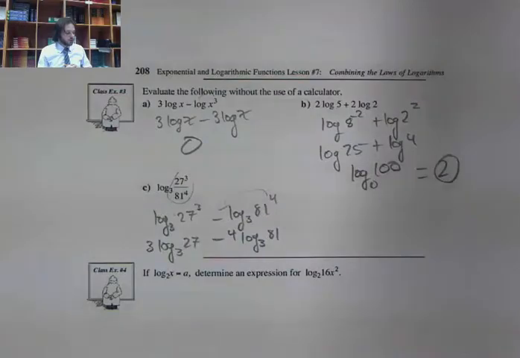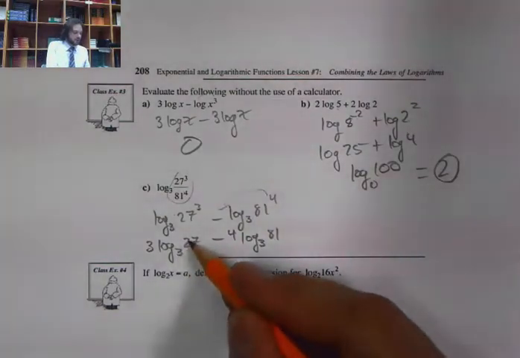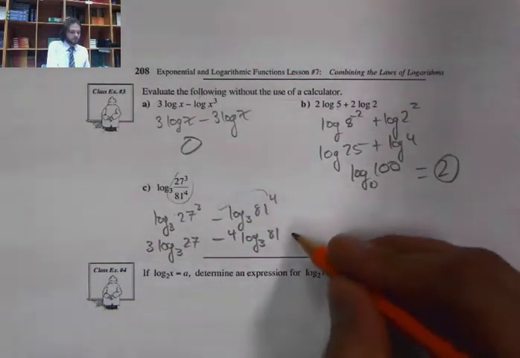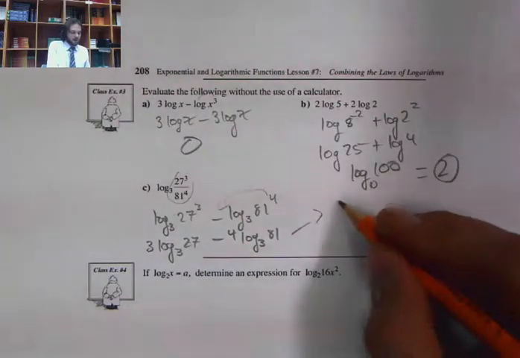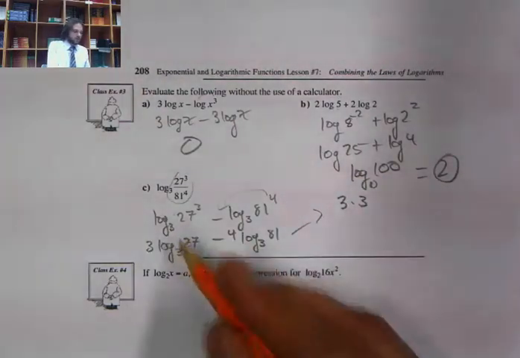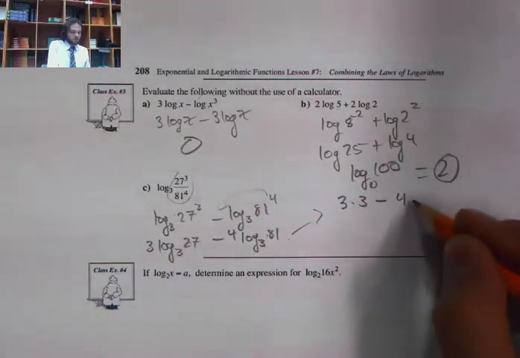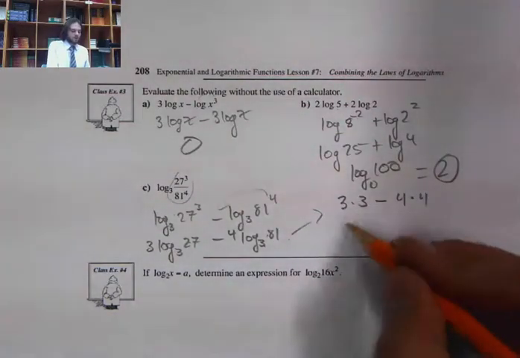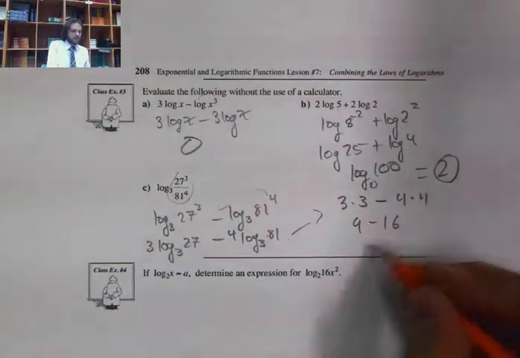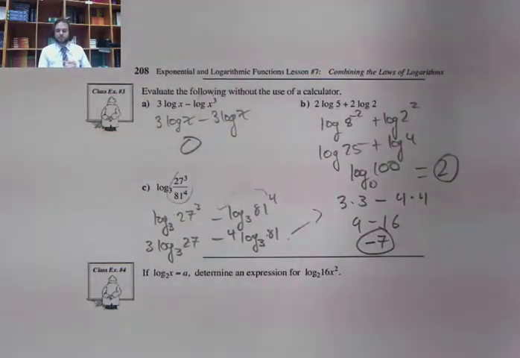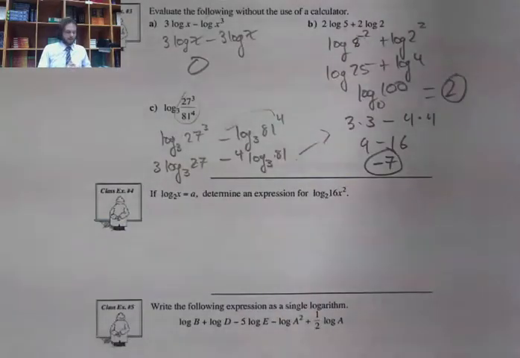Okay, now what can we do? I know 3 to the power of 3 is 27. Okay? So I have 3 multiplied by 3. We know 3 to the power of 4 is 81. So subtract 4 multiplied by 4. So I'm going to have 9 subtract 16, which will give me a total of -7 as my answer. Okay? That's it. All right. Now, let's take a look at my next one.